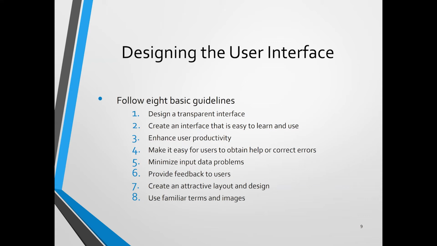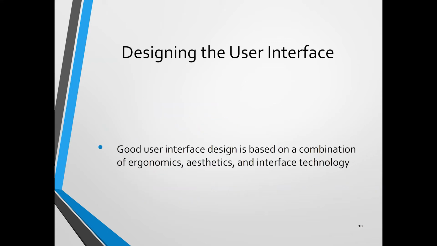So when you can follow these 8 basic guidelines already, the next one: when we talk about the user interface, as I told you earlier, it's a combination of many things. Good user interface design is based on a combination of ergonomics, aesthetics and interface technology. Ergonomics is when you design for the angle of the user's seat, along with the height of the table and the angle of the screen.